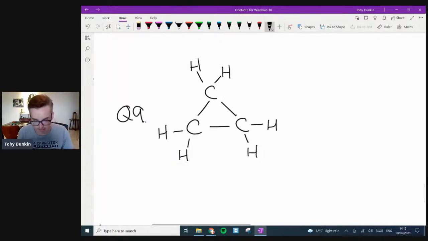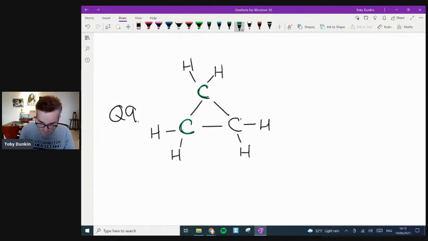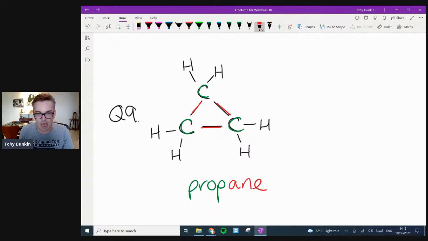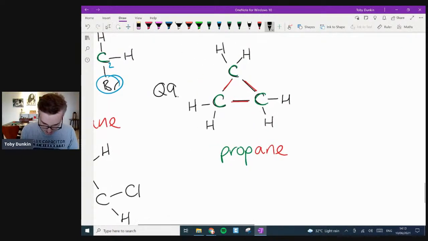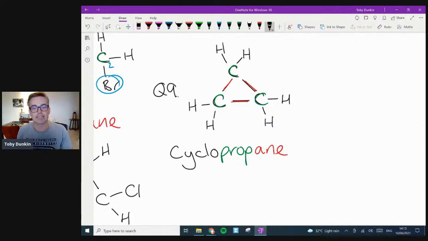Right. Step number 1. Longest chain. It is definitely a prop. Is it an ane or an ene? It is an ane. But this time, well done, Masaru. Well done, Lauren. Well done, Callista. Good job, guys. It's in a cycle. It's in a circle. It's in a ring. So this is cyclopropane, another prefix. David says, how? Like, how? Because it's cyclic. It's in a cyclo.